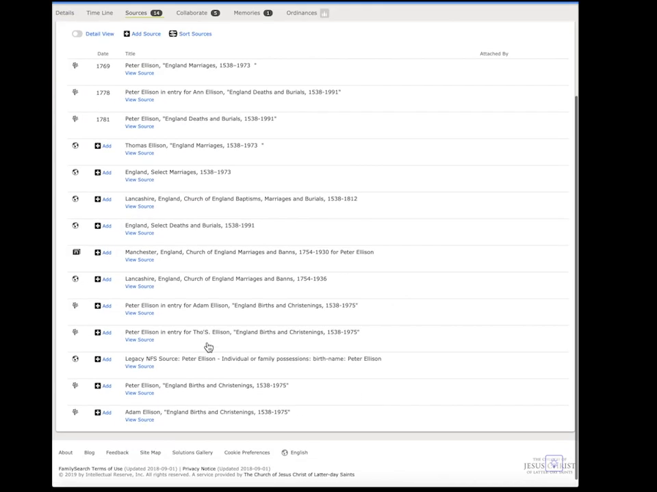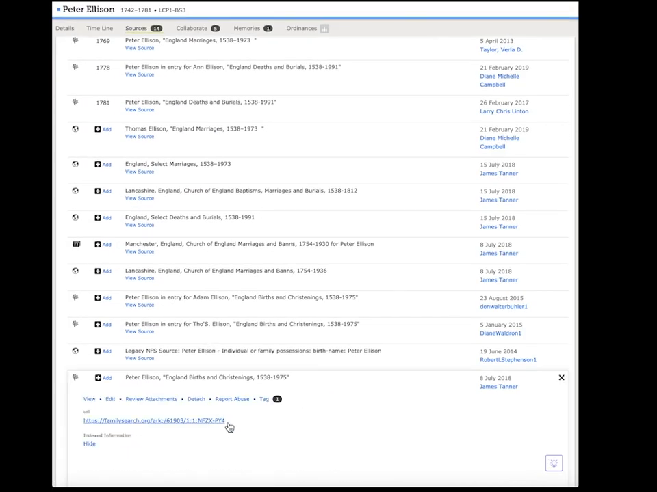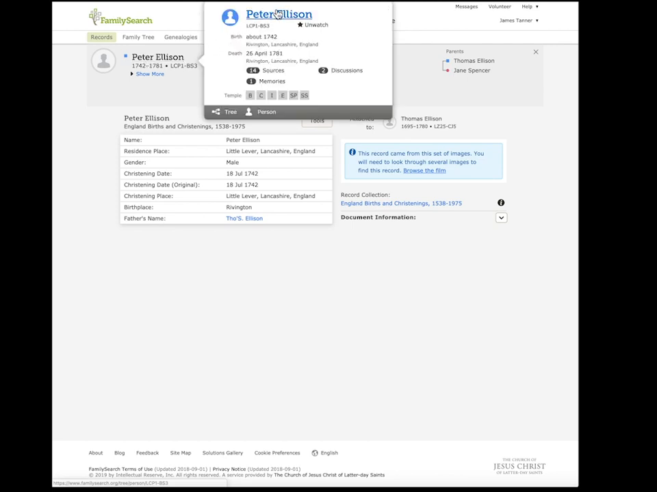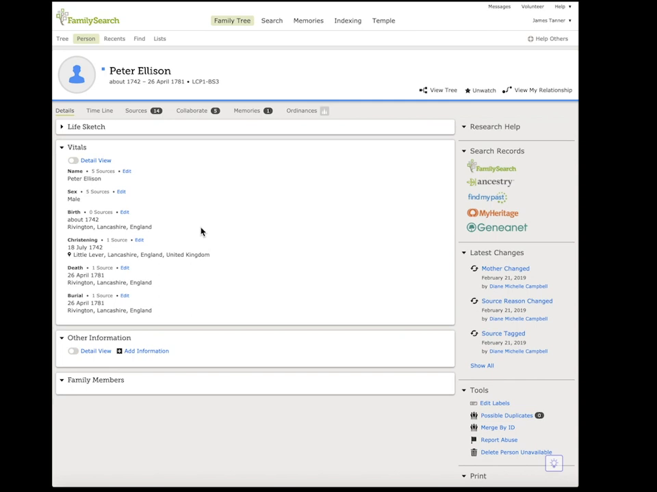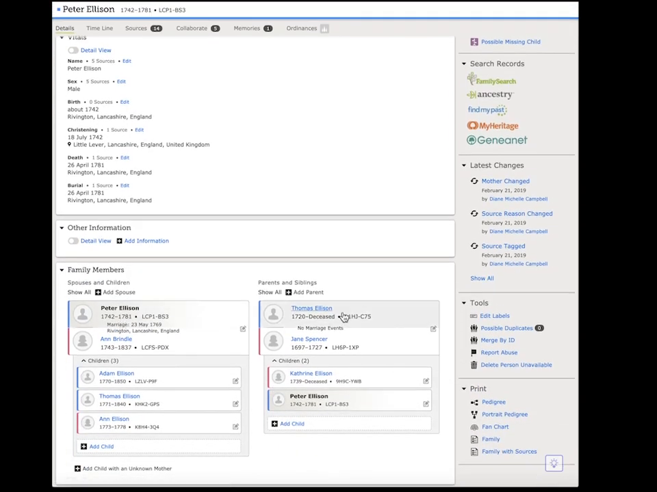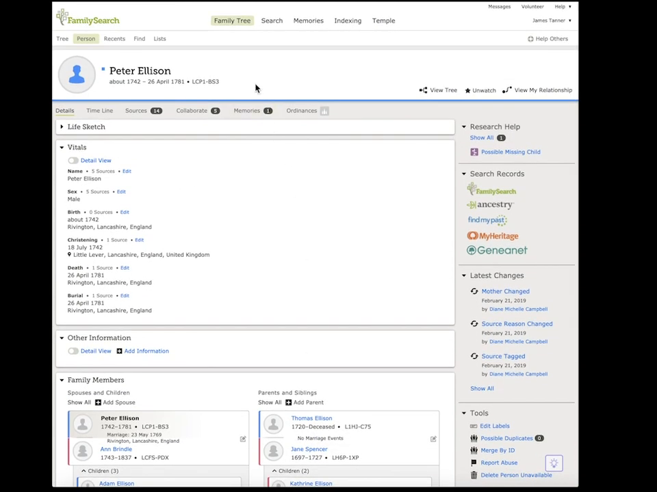And of those sources, there's one here that shows that England birth and christening information. We'll look at the record itself that we have. We have a Peter Ellison who is born in 1742 and whose father's name is Thomas Ellison. It appears to be the same person. We'll go back to the 1742 person and see if that's correct, because we have a christening in 1742, and it was very possible that this person is the correct person. So this would perhaps need a little bit more research, but in this case there is a definite possibility.